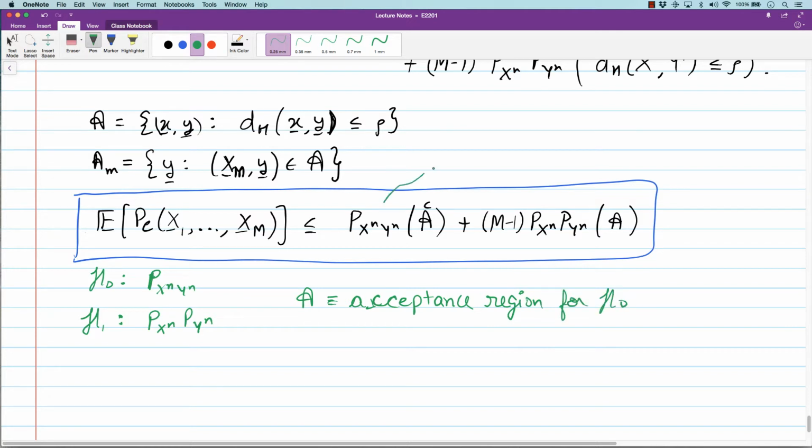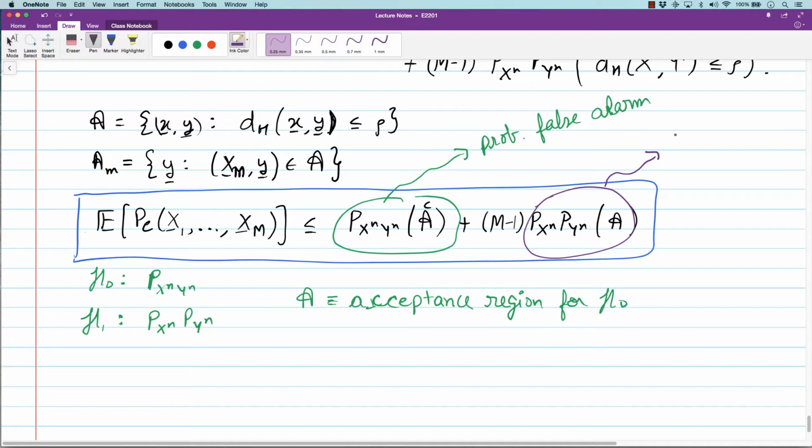Okay. And this probability here is the probability that it was indeed the joint distribution H0, but you declared the independent distribution. So this is the probability of false alarm for this hypothesis testing problem. And this probability here is the probability that the hypothesis was H1 but you declare H0. This is the probability of missed detection. Okay.